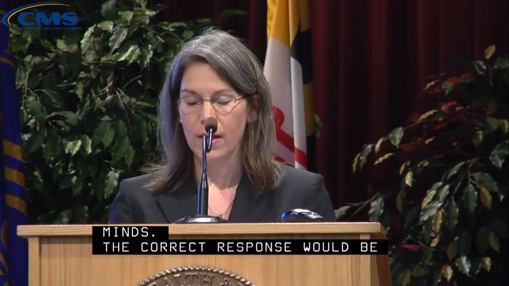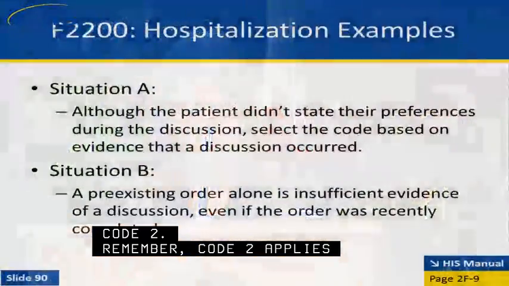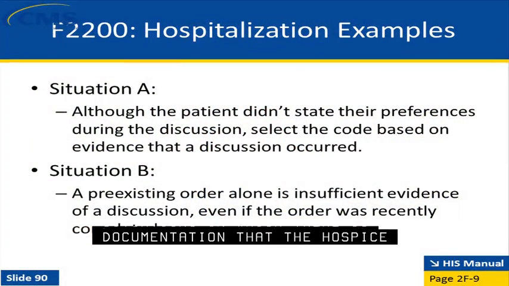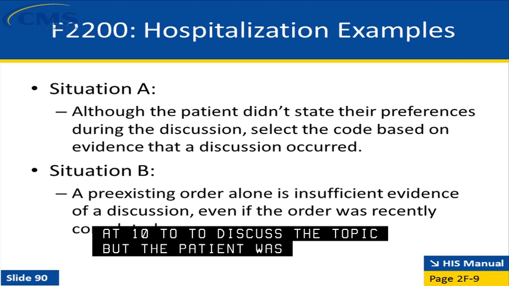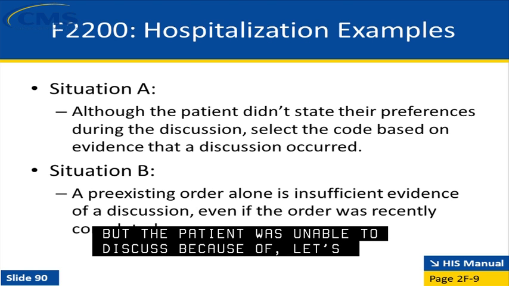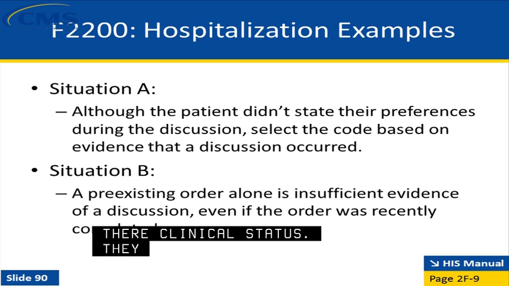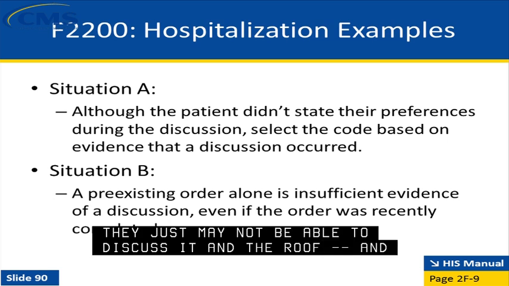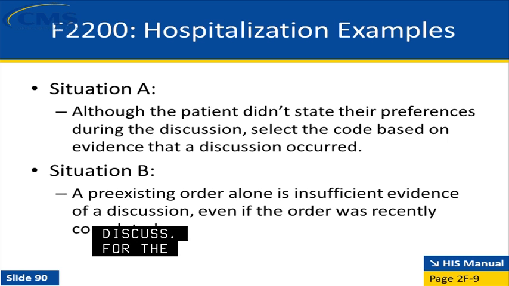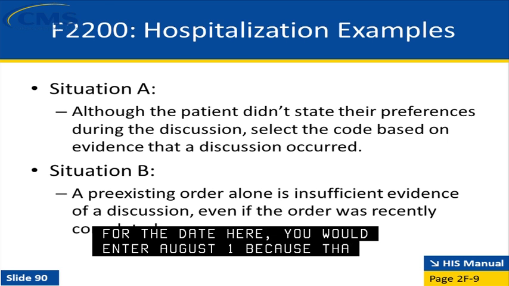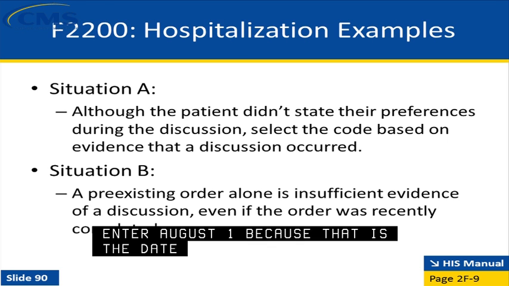So remember that code 2 applies to situations in which there is documentation that the hospice attempted to discuss the topic, but the patient was unable to discuss because of, let's say, their clinical status. I mean, they just may not be able to discuss it, and the responsible party refused to discuss, and this happens. For the date here, you would enter August 1st, because that is the date of the first attempted discussion with the patient or responsible party.